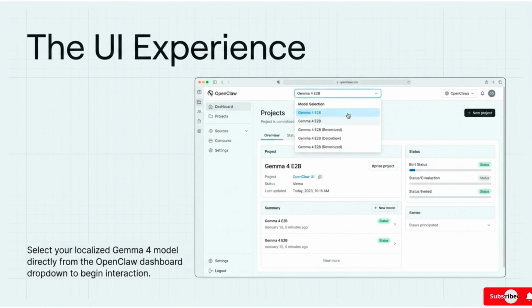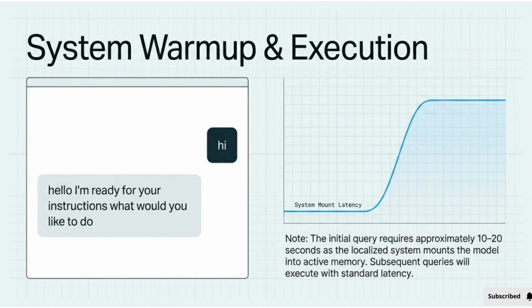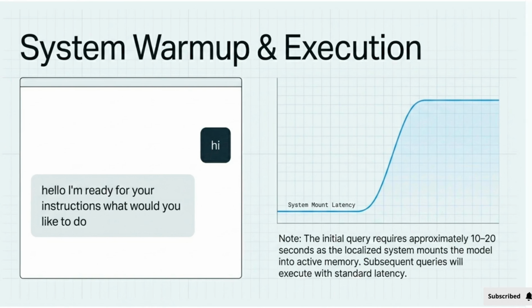The UI experience. Select your localized Gemma 4 model directly from the OpenClaw dashboard dropdown to begin interaction with your private AI. System warm-up and execution. The initial query requires approximately 10 to 20 seconds as the localized system mounts the model. Subsequent queries will execute with standard latency.